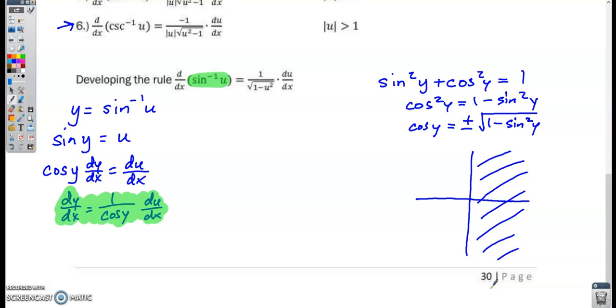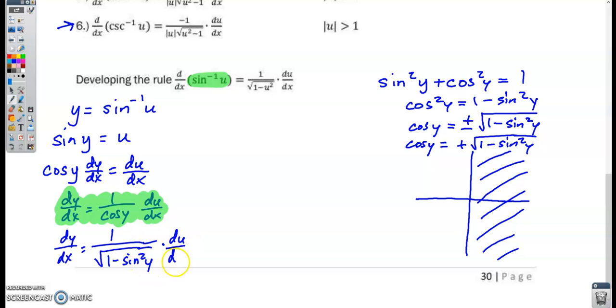Now, what can we say about the cosine in these 2 quadrants? If you answered that it's always positive, that's exactly what we were looking for. In those 2 quadrants, the cosine is always positive. So I can eliminate the negative branch of this. And I know that in this scenario, cosine of y is equal to just the positive square root of 1 minus sine squared of y. So I can replace this cosine of y in my derivative rule with the square root of 1 minus sine squared of y.